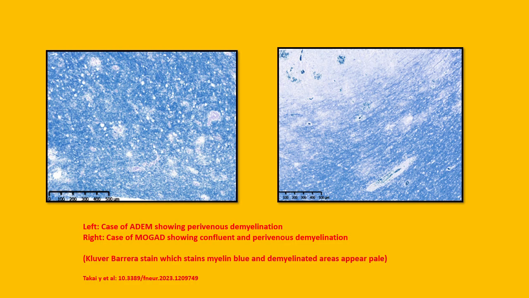These are slides of brain tissue. On the left is a case of ADEM showing perivenous demyelination, and on the right is a case of MOGAD showing confluent and perivenous demyelination.